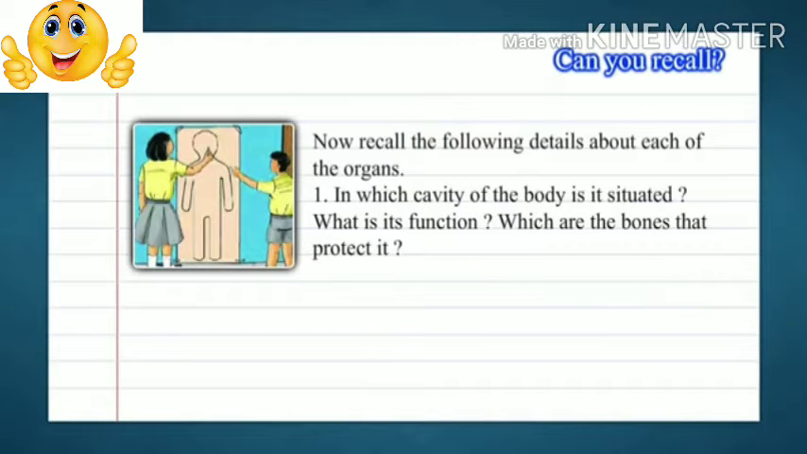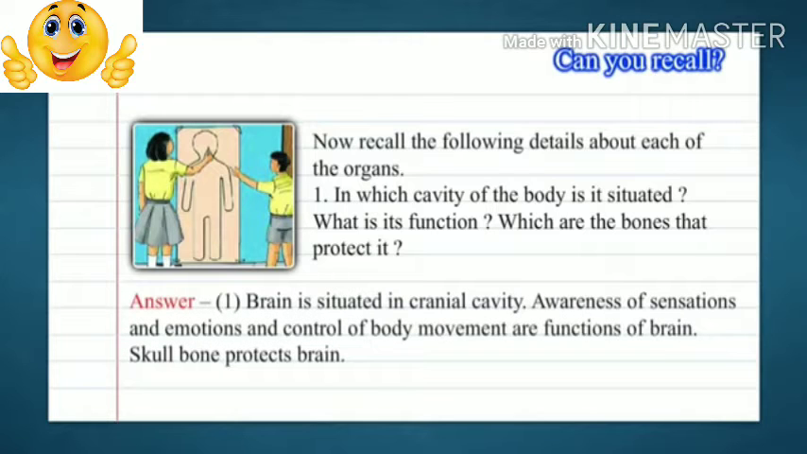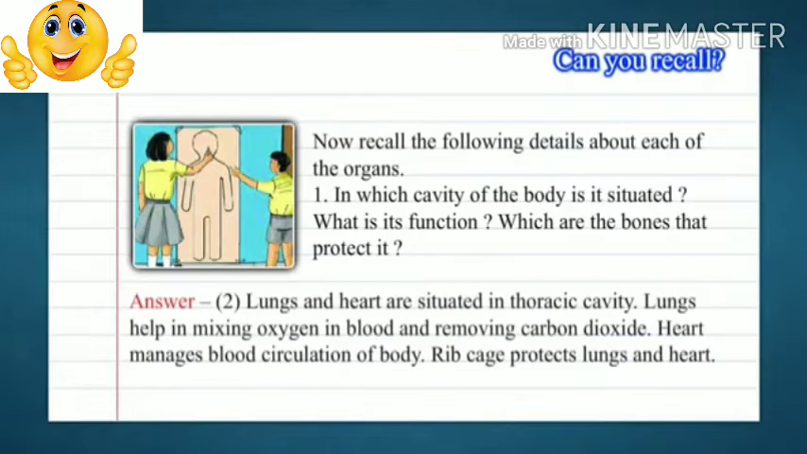1. In which cavity of the body is it situated? What is its function? Which are the bones that protect it? Answer: 1. The brain is situated in the cranial cavity. Awareness of sensations and emotions and control of body movement are functions of the brain. The skull bone protects the brain.